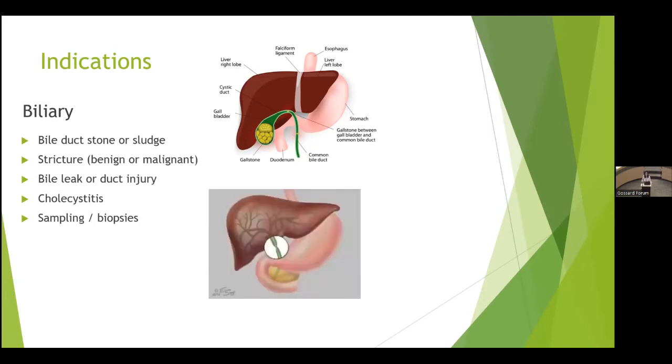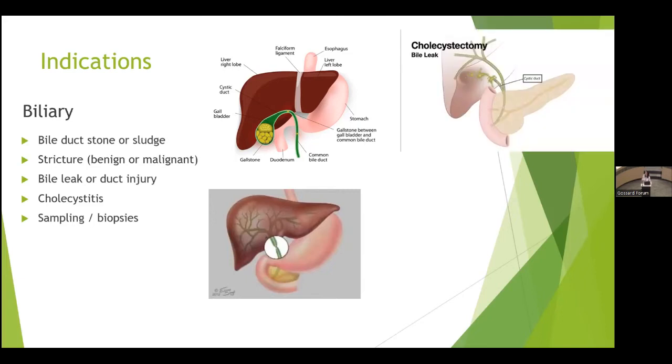Biliary strictures can be benign or malignant. Sometimes they're inflammatory from stone disease or from related inflammation or infection. So a stricture is a narrowing in the biliary tree somewhere. This is an example of a common bile duct stricture. You can also get strictures up high, and those can be treated with ERCP.